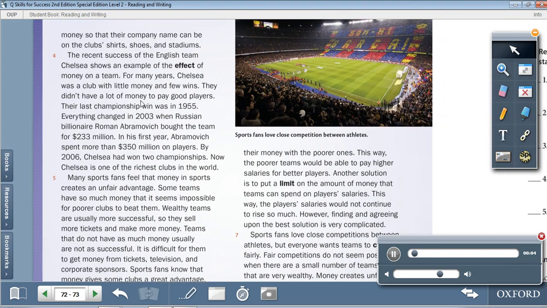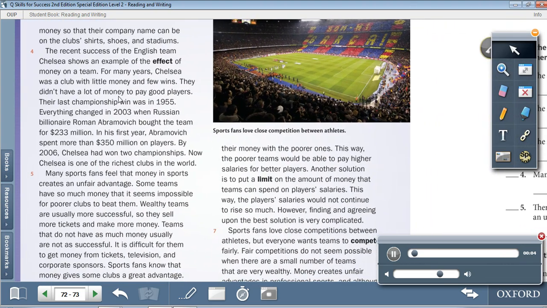The recent success of the English team Chelsea shows an example of the effect of money on a team. For many years, Chelsea was a club with little money and few wins. They didn't have a lot of money to pay good players. Their last championship win was in 1955. Everything changed in 2003 when Russian billionaire Roman Abramovich bought the team for $233 million.